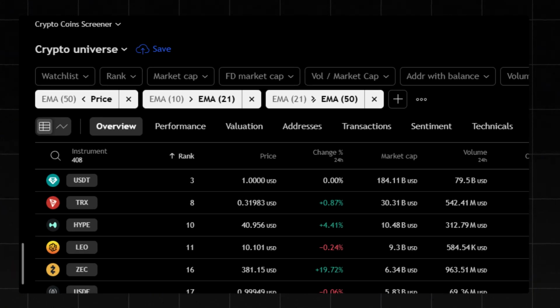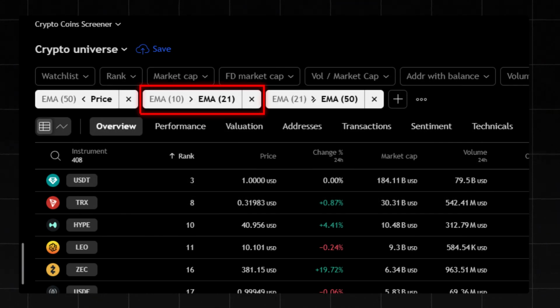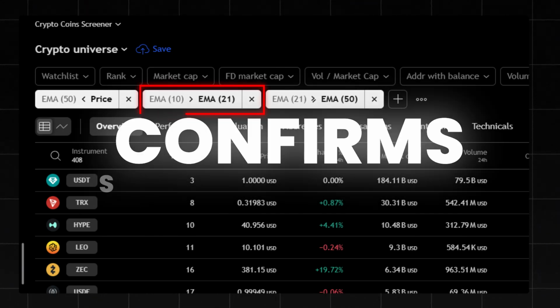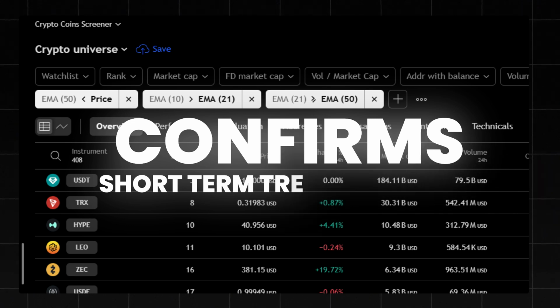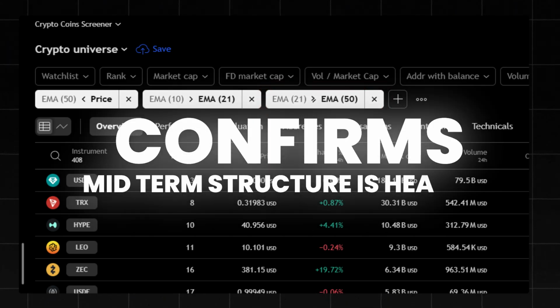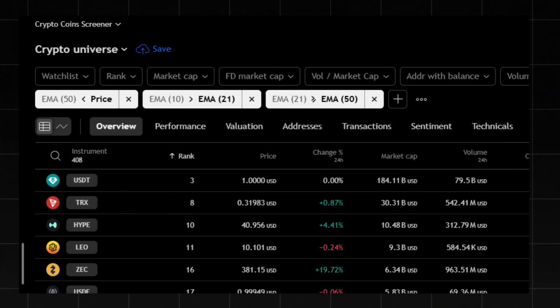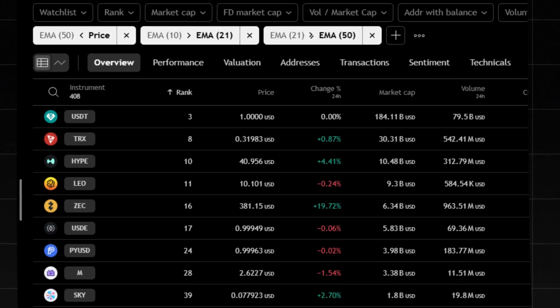The filter works like this. First, price must be above the 50 EMA. That removes anything in a breakdown or sideways structure immediately. Second, the 11 EMA must be above the 21 EMA. That confirms the short-term trend is strong and aligned. Third, the 21 EMA must be above the 50 EMA. That confirms the midterm structure is also healthy. Run these 3 conditions on a screener, and what comes back is a list of assets in a clean, confirmed uptrend.